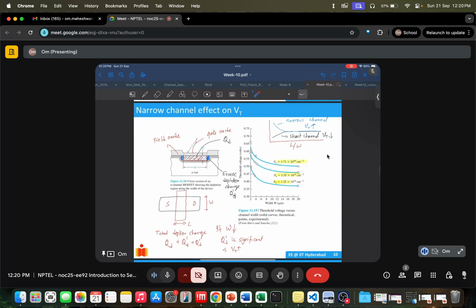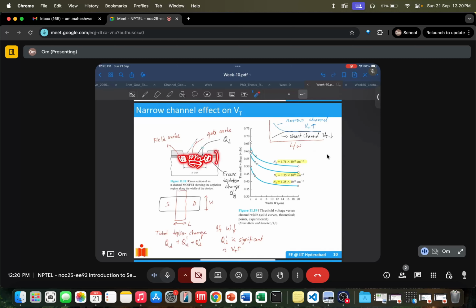Another effect is the narrow channel effect. Now in short channel devices, if you reduce the width, what happens is, this is the width direction, and in this direction you have your length. Here the depletion is also on the sides, right? Around the sides under the oxide here. As your width is reduced, the relative contribution of these sides compared to here increases.